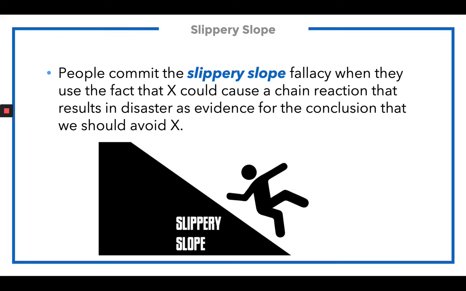The next fallacy is the slippery slope fallacy. We get this fallacy when we use the fact that something could cause a chain reaction that results in disaster as evidence for the conclusion that we should avoid that thing. And in particular here, we're looking at cases where there's just no good reason to think that this chain reaction will occur.